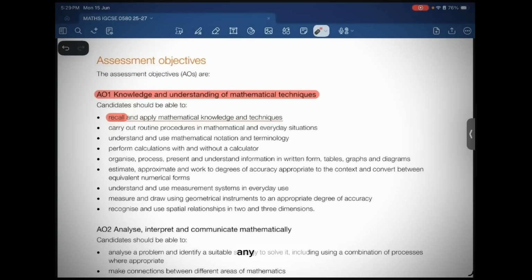Clear this one? Any question? It's all clear. Excellent work.